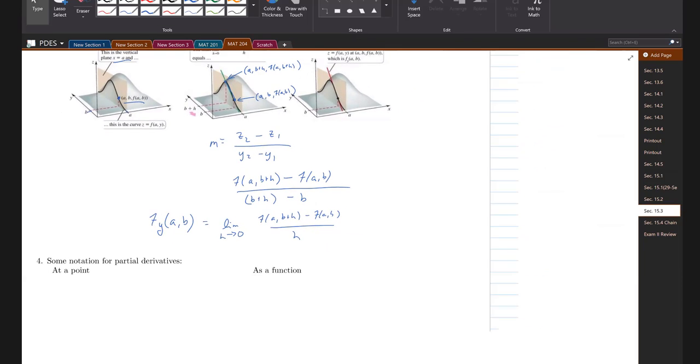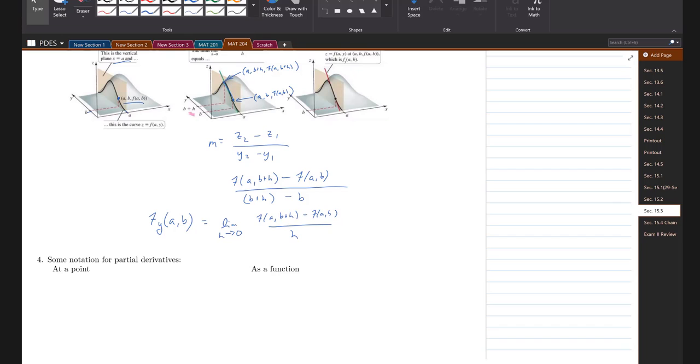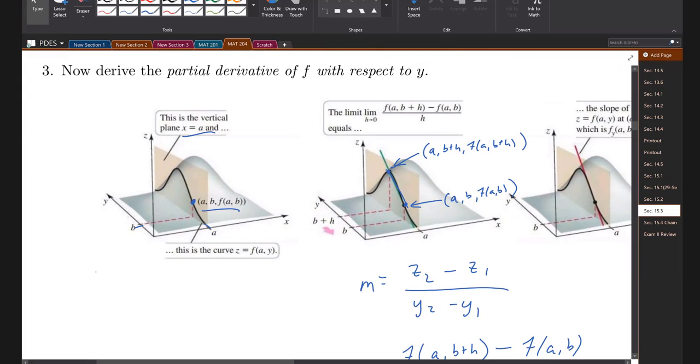Question. Yes, sir. I didn't really understand what b is. For the previous one, a was the x coordinate on the x-axis, and b is the what? The y coordinate. Okay, so I think I'm getting confused. f of a b is the z coordinate. Correct. You get the third variable by plugging in the ordered pair a comma b. You get the third value.